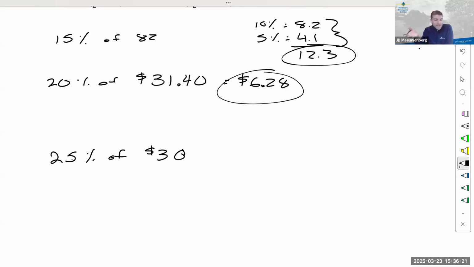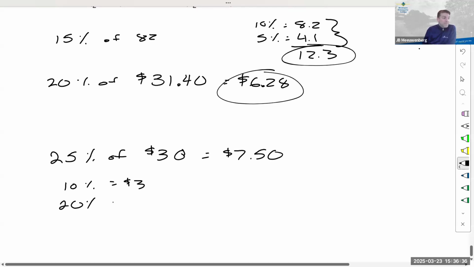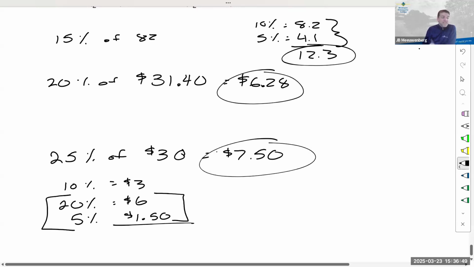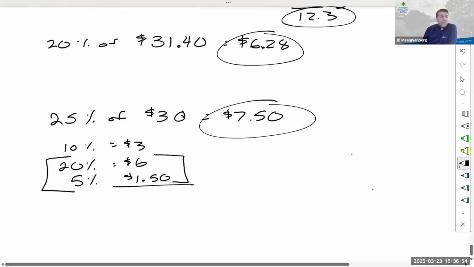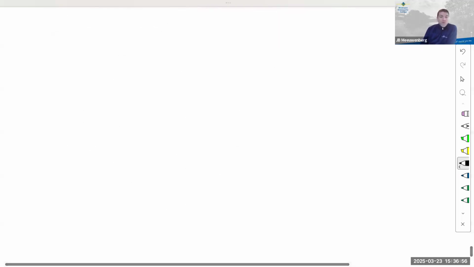We were already up to 6. Now we add on that 1.5 and we get 7.5 or $7.50. Again, if you start with 10% of 30, it's 3. 20% is equal to 6. 5% is half of 10%, so 1.5 or $1.50. And then we want those two added together. That's where we get $7.50. So hopefully you found that a helpful, useful tool if you were not aware of that already.